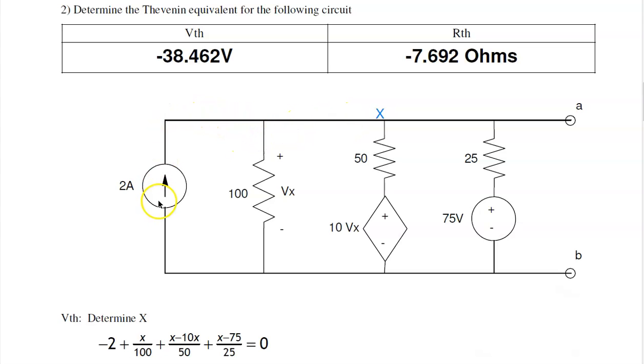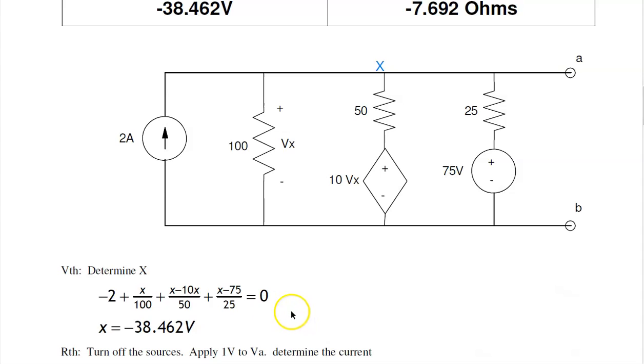So that'll be minus 2 plus X over 100. This will be 10X plus X minus 10X over 50 plus this current, X minus 75 over 25 equals 0. Solve for X, I get minus 38 volts.